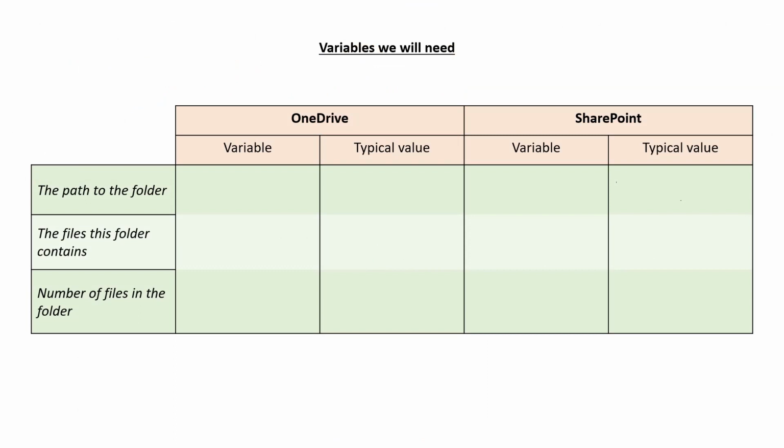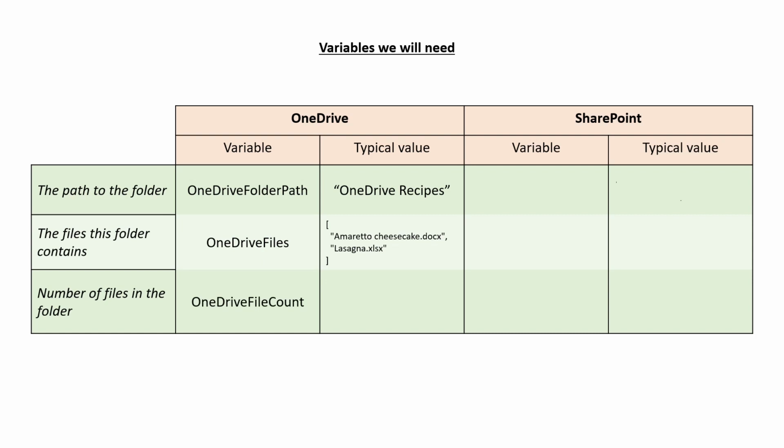So we're going to create 6 variables to make this example work, 3 to do with OneDrive, 3 to do with SharePoint. The first variable we'll create is going to be called OneDrive folder path, and it will store the name of the folder containing the OneDrive files. So you can see from this that a variable is just a space inside the computer's memory, which can hold a bit of information. The second variable will be called OneDrive files, and that will hold a list of all the files. There's only 2 in the OneDrive folder. That's called an array. And the third variable will hold the number of files we found, OneDrive file count, and that will hold the number 2 after the flow is finished running.